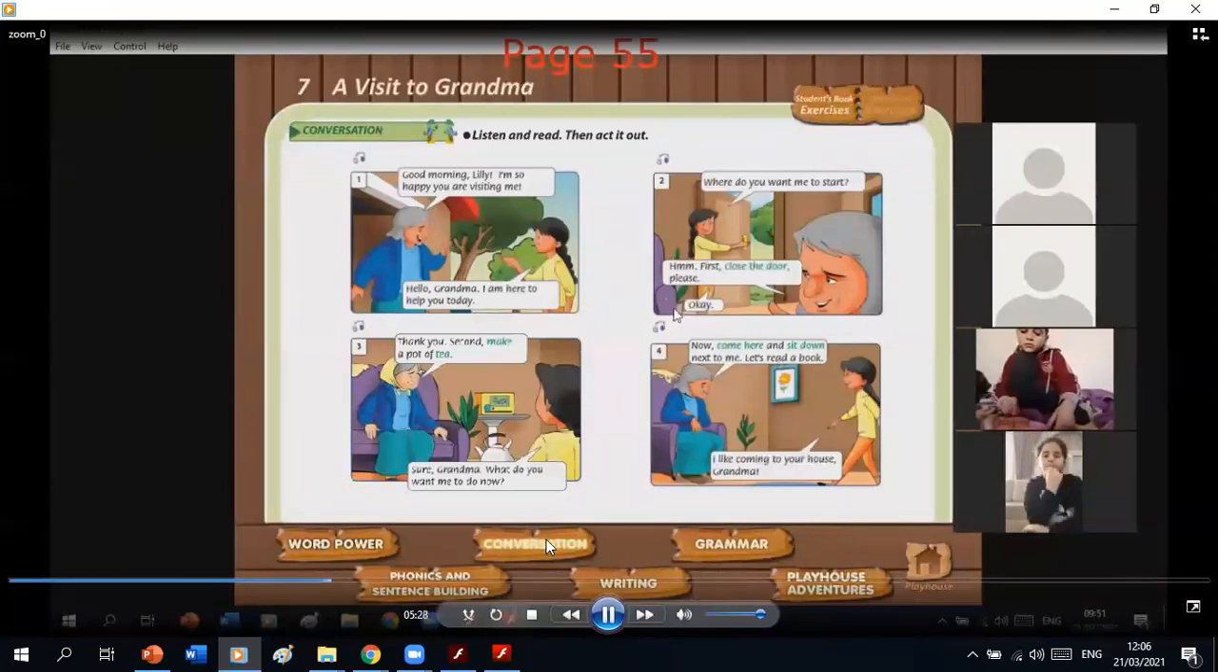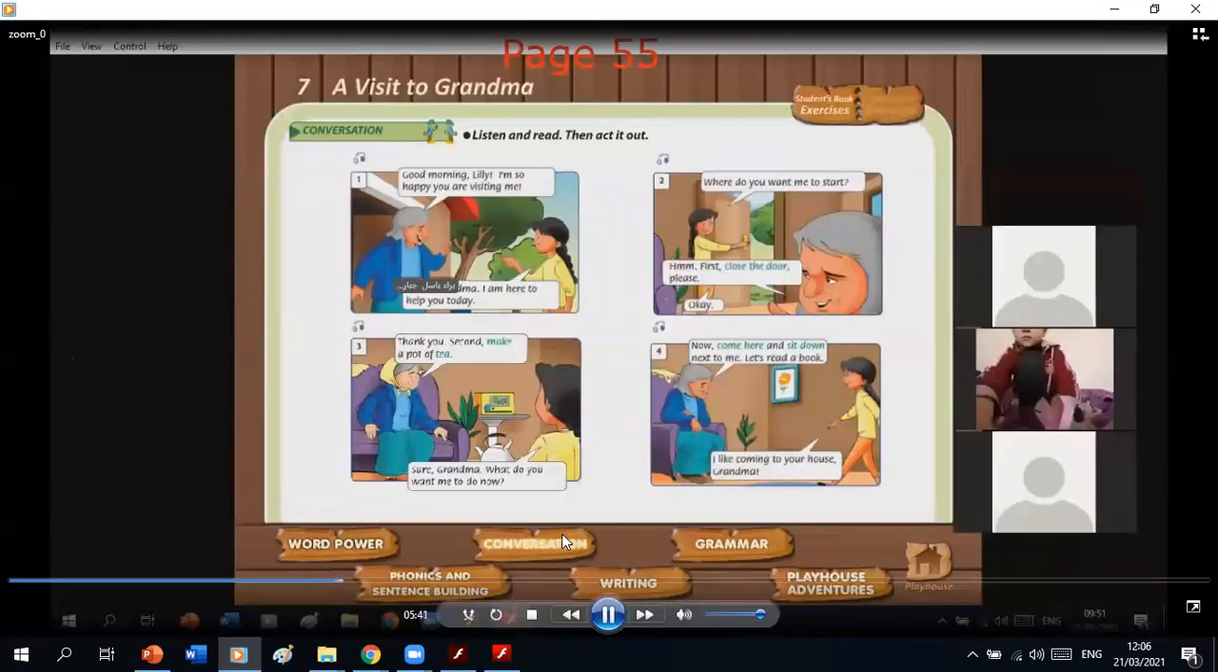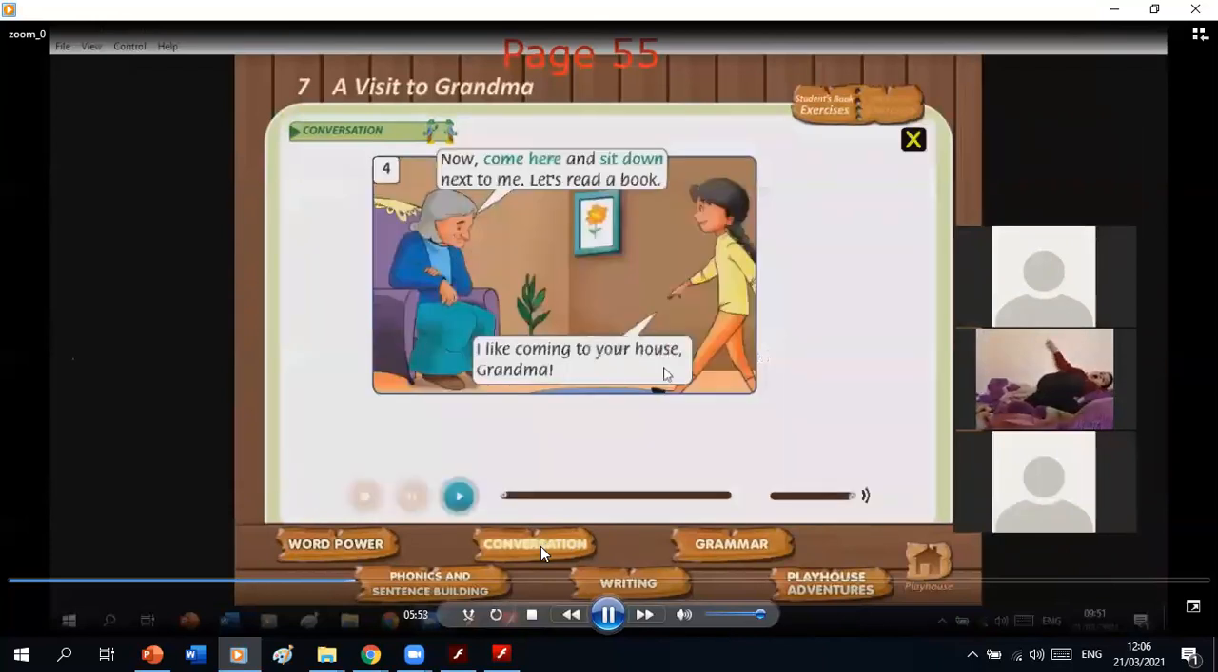Let's go for number four, Talin. Hi, Talin. Now wait. I just want to do something. Wait, Talin. I'm going to read first, then you will read after me.